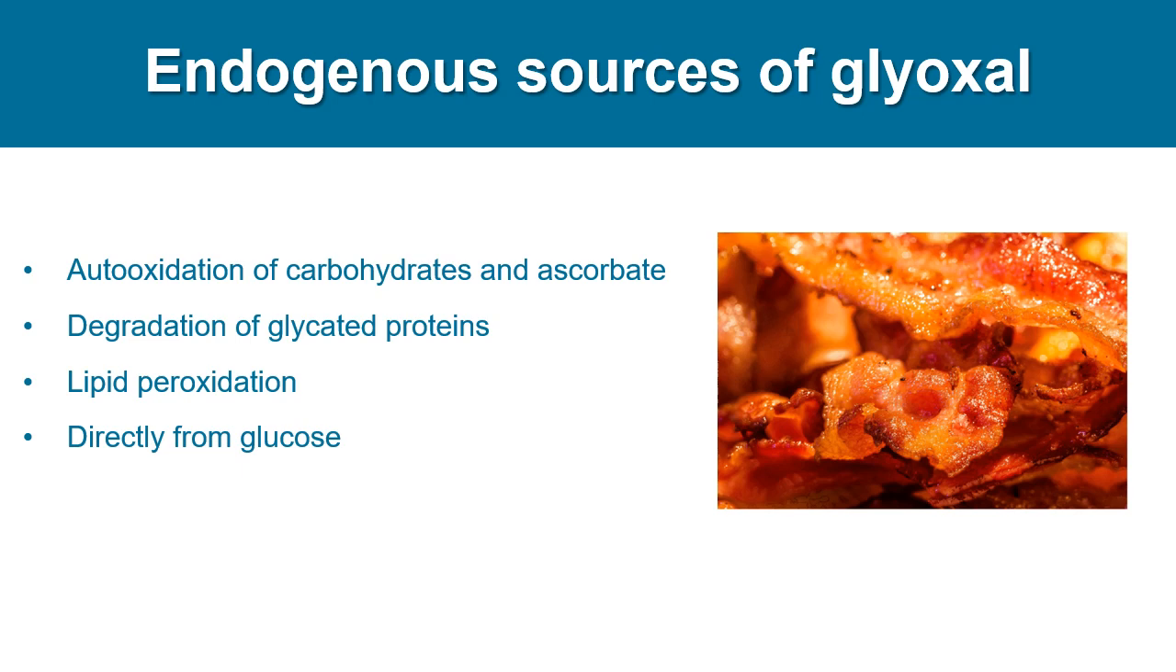So there are endogenous sources of glyoxal. This is auto-oxidation of carbohydrates that you eat, and ascorbate, which you can get from ascorbic acid. Degradation of glycated proteins, I just talked about. Lipid peroxidation, which you can get from the peroxidation of your polyunsaturated fatty acids, and directly from your glucose, from your food.